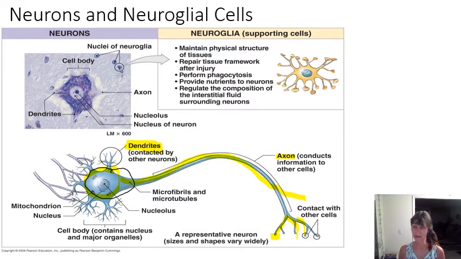The term neuroglial literally means nerve glue. These are the supporting cells that help to maintain the physical structure of nervous tissue. They're also important in repairing tissue and that nervous tissue framework after an injury occurs, and they can perform phagocytosis, eating up debris, and getting rid of bacteria and pathogens. They're responsible for providing nutrients to neurons as well as regulating the composition of ions in the interstitial fluid, the fluid between the cells, so that neurons don't fire inappropriately.